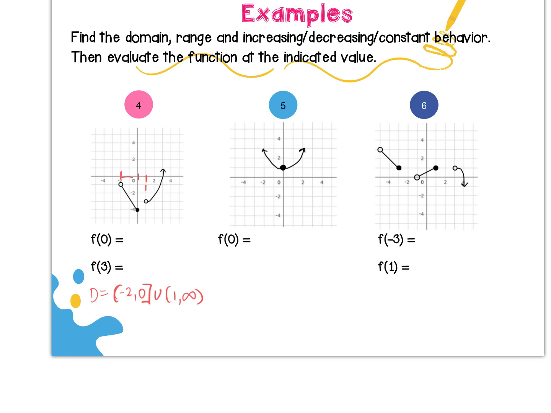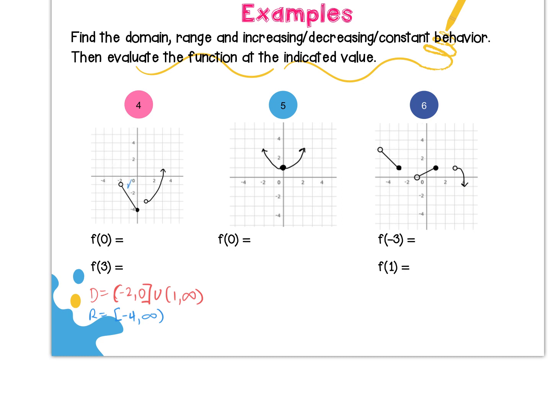My range is going to be my y values. And again, my lowest point on my graph is at negative 4, and it's including negative 4. And it really goes up to infinity from that point. Okay, there's a y value for every other point above negative 4. And so that's my range.